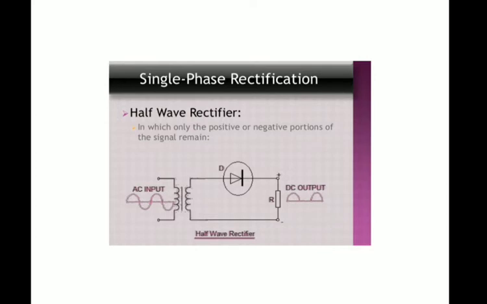So, single phase rectification. In single phase rectification, first we have to see the half wave rectifier. In it, only the positive or negative portions of the signal remain. In this diagram only one diode is used. The input is AC and it is given to the diode via a step down transformer. The DC rectified output is shown in the figure. So it is a half wave rectifier.